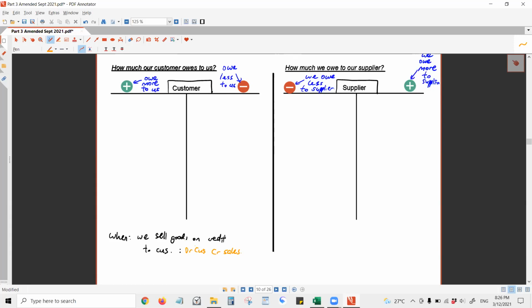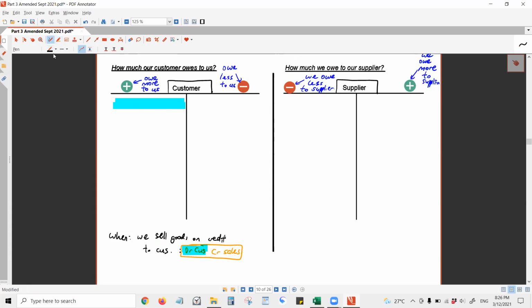Okay, so we sell goods on credit to a customer. We have to debit customer's account, credit sales, right? You agree? The customer is owing money to us after we sold goods on credit to them. So I have to debit customer's account. This is going to make the customer owe more to us.